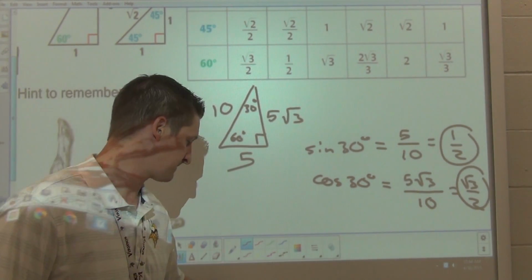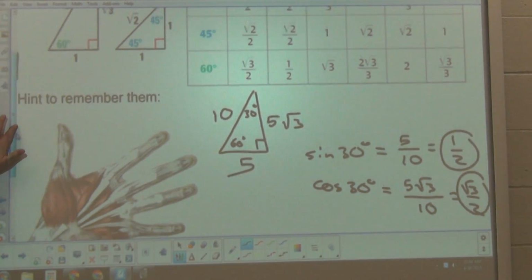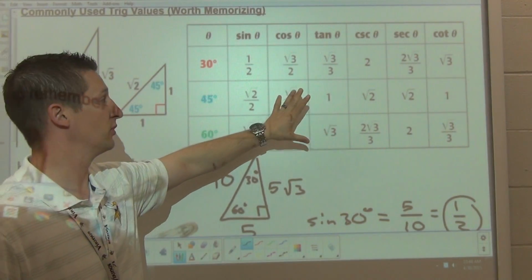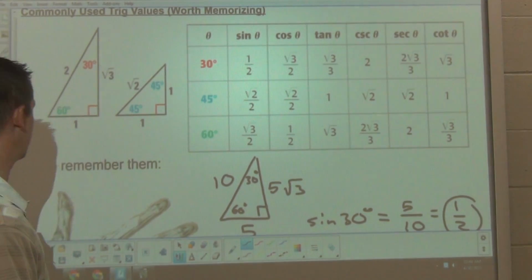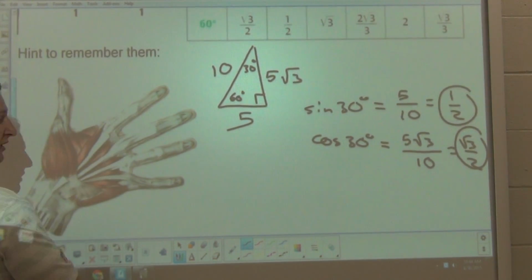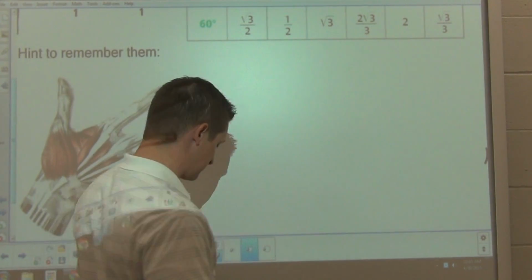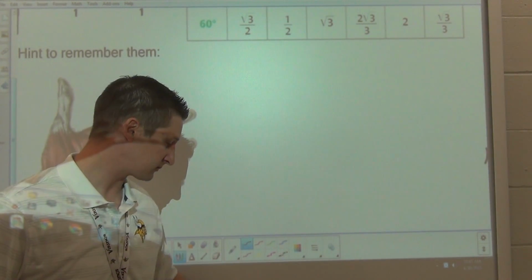Okay? Now, ways to remember these, and again, these are values that we need to get used to seeing. We need to be comfortable with pulling up these particular values. A trick that I've learned actually fairly recently is the hand method. So let me show you how this works.